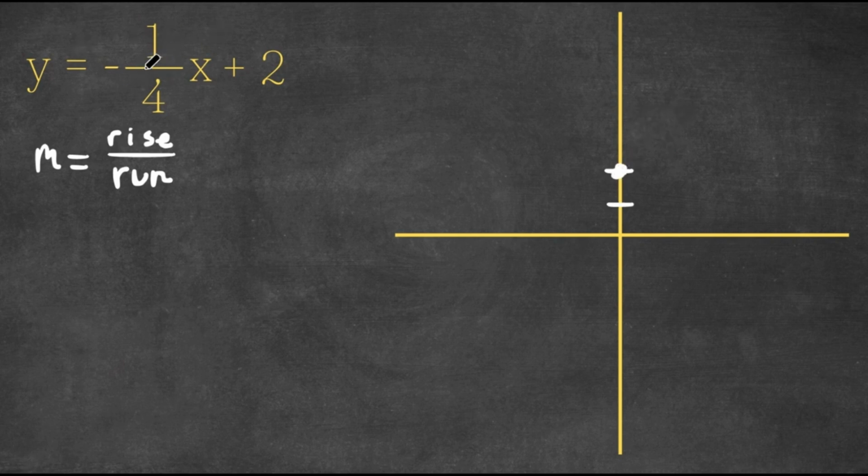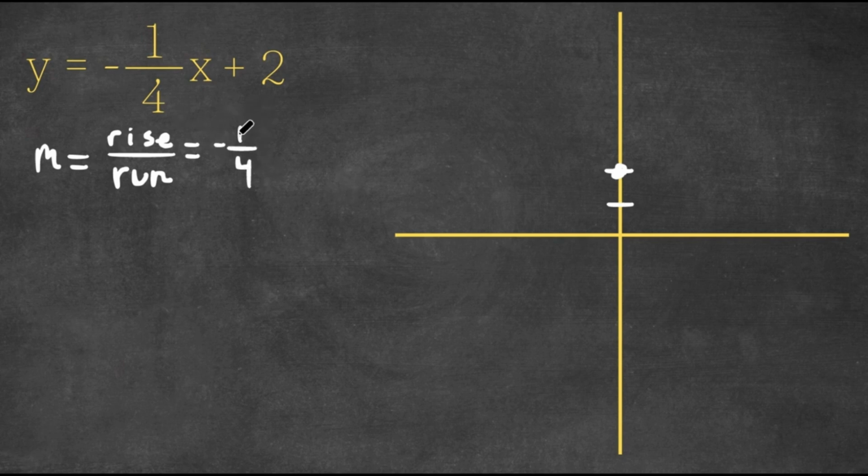Now this is where we use our slope. Our slope, well, this is negative 1/4. So this can be in two ways. We could either have a negative 1 as our rise and a positive 4 as our run, or a positive 1 as our rise and a negative 4 as our run. So I'm first going to do a negative 1 as our rise and a positive 4 as our run.